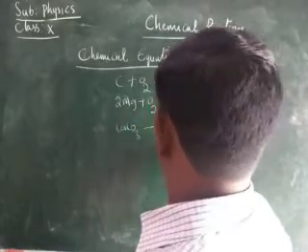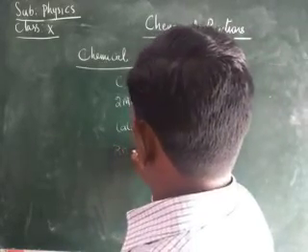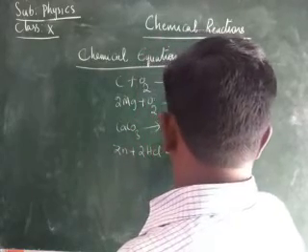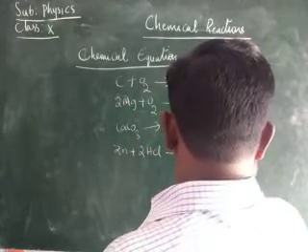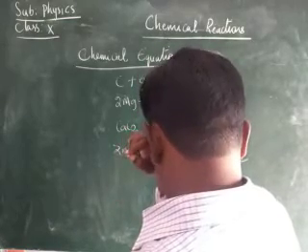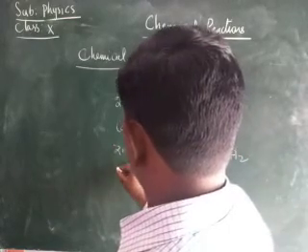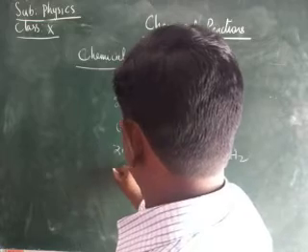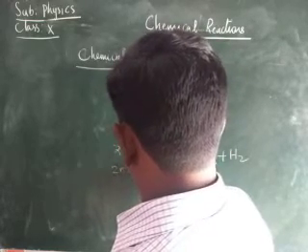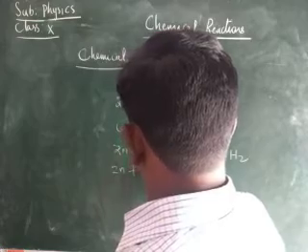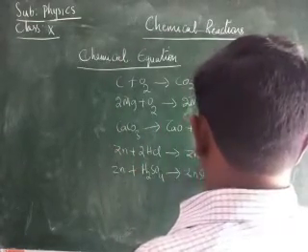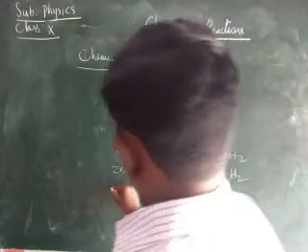CaCO3 gives rise to CaO plus CO2. Zn plus HCl gives rise to ZnCl2 plus H2. Zinc plus hydrochloric acid gives rise to zinc chloride plus hydrogen. Okay, children. And in the same way, zinc plus H2SO4 gives rise to ZnSO4 plus H2.